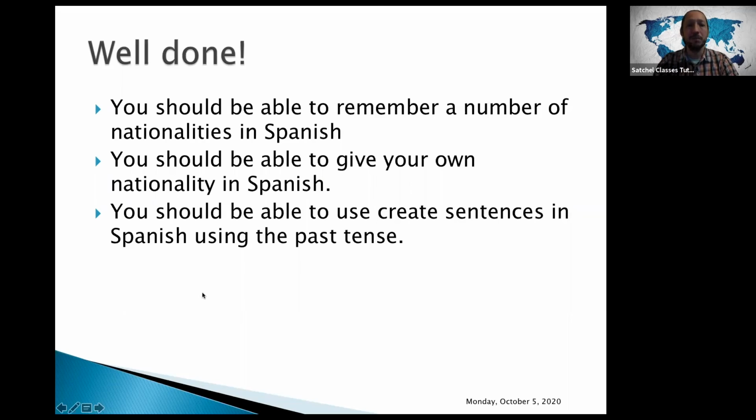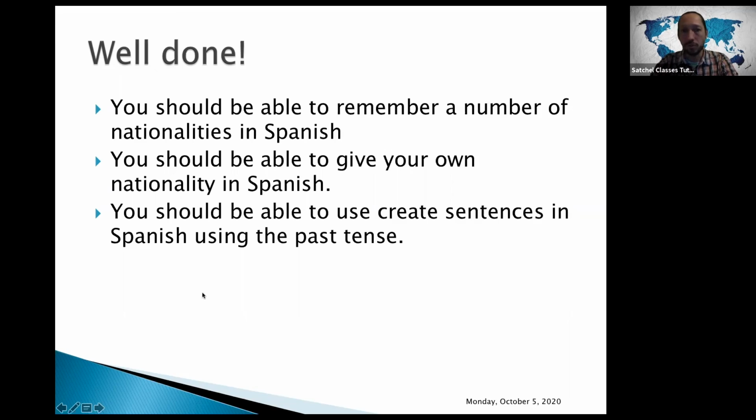You should be able to use or create sentences in Spanish using the past tense. And that's really good. Remember the chart that I gave you earlier? Use it for your own convenience. Because at the end of the day, the more practice you do, the better for you.